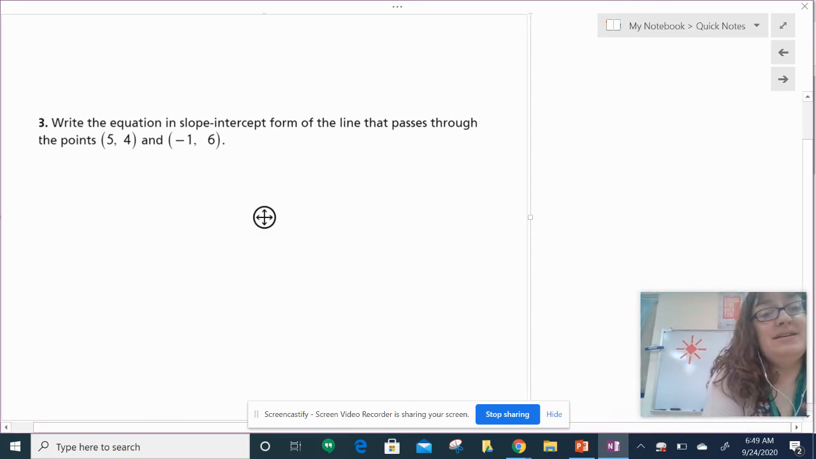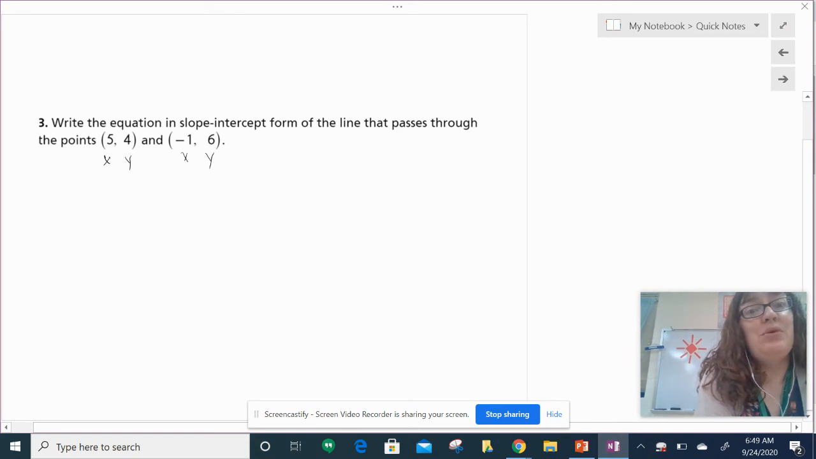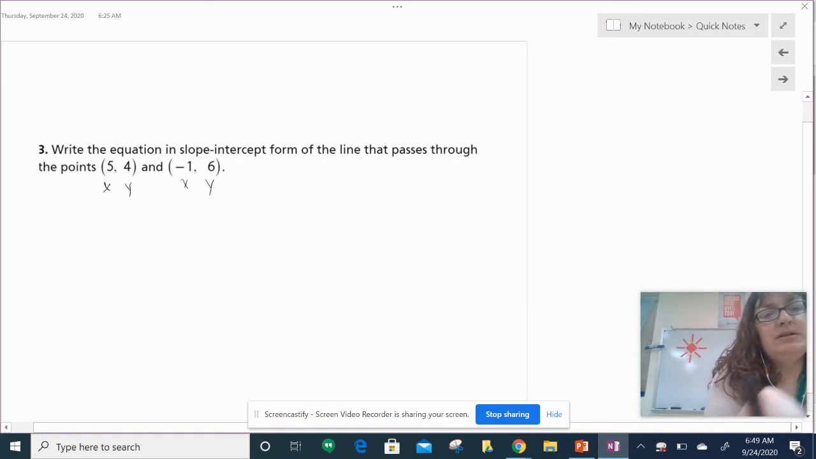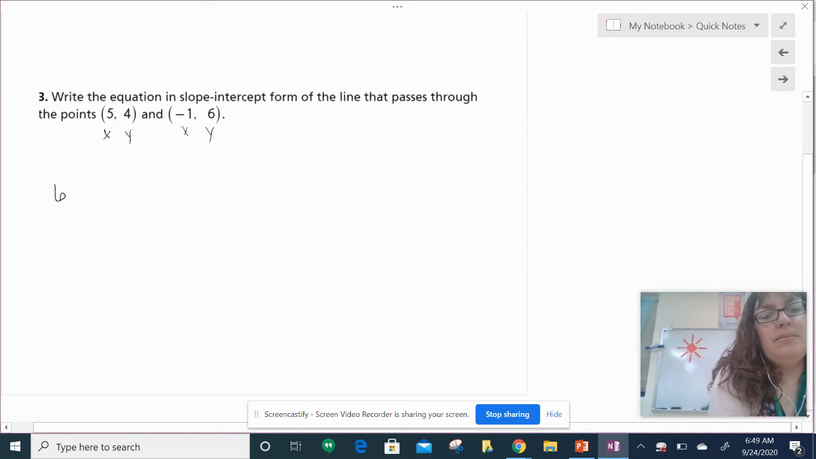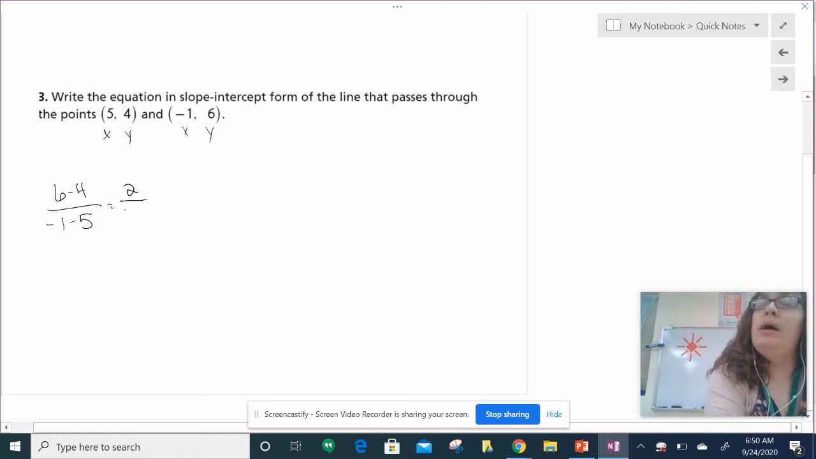So step 1, I need to find slope. So I'm going to take y minus y divided by x minus x. One thing that helps me remember the slope formula is it's wise to put the y's on top. And so I'm going to start by taking that 6 minus 4 over -1 minus 5. Again, if you chose to do 4 minus 6, as long as you did 5 minus -1, totally fine. So 6 minus 4 would be 2, and -1 minus 5 would be -6. I'm going to reduce that fraction just to work with smaller numbers, and I get -1/3.